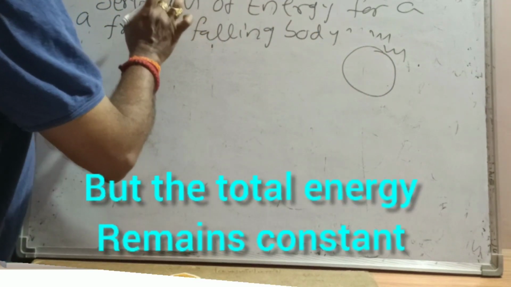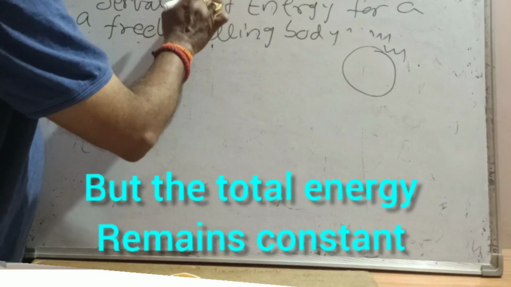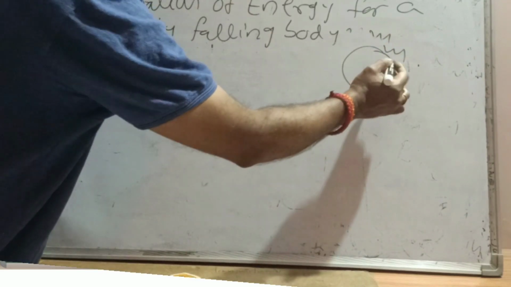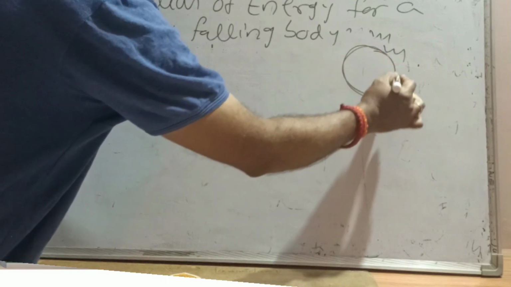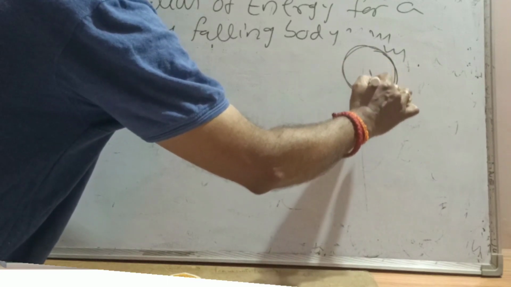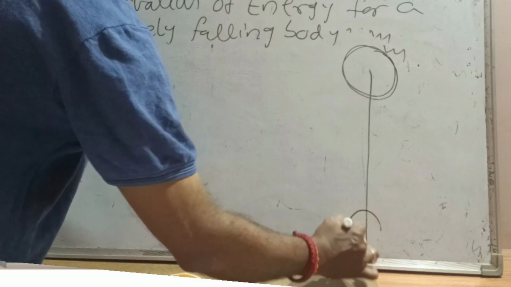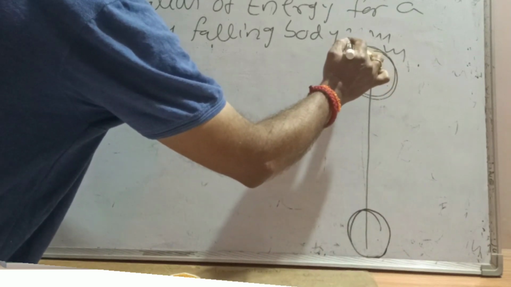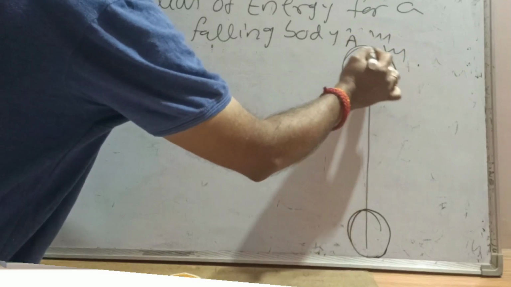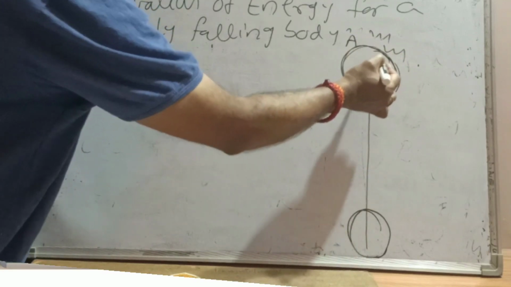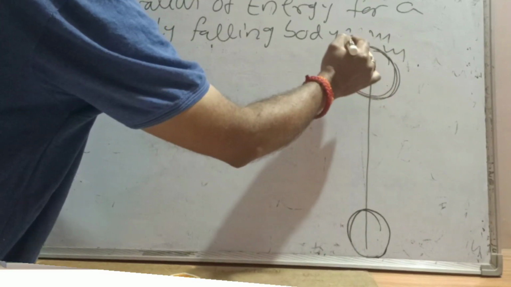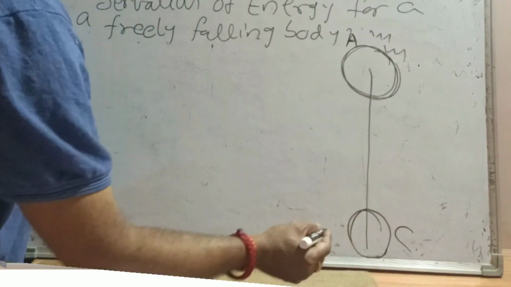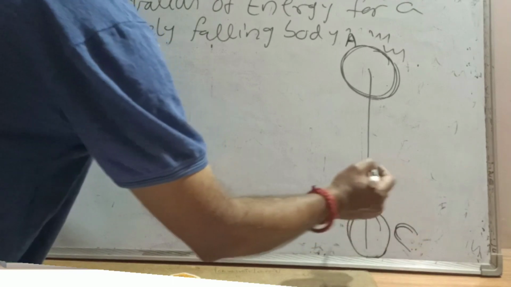So once we apply the law of conservation of energy for a freely falling body, here we have to prove that total energy remains constant. Total energy in the sense potential energy and kinetic energy. For example, let m be the mass of the object which is dropped to the ground from the point A. C is the final point reached by the body.